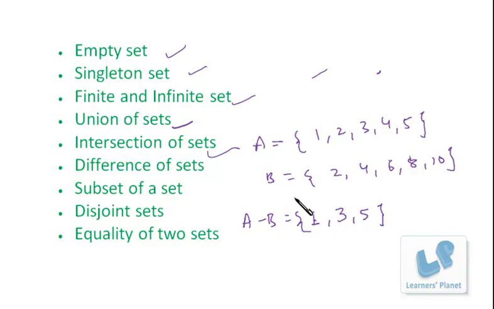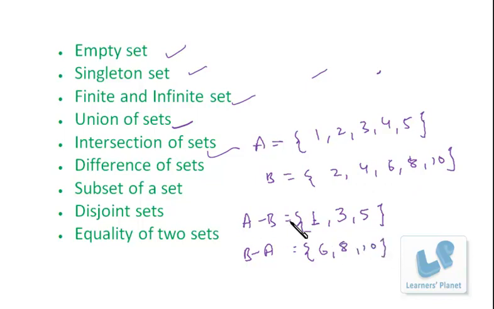Similarly, if we have to calculate B minus A, see, A minus B and B minus A in this case will not be the same, because in the case of sets, now we have to take the elements which are there in B but not in the set A, right? So 2 is there in B but it's there in A also, so we won't take 2. Similarly 4 is there in B and it's there in A also, so we won't take this. Now 6, 8 and 10, right?